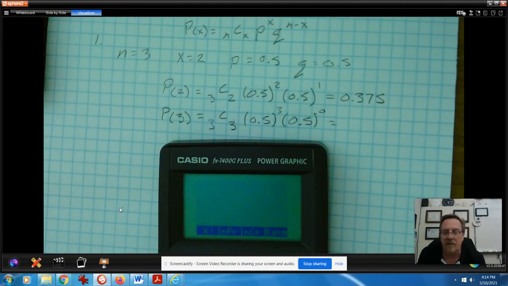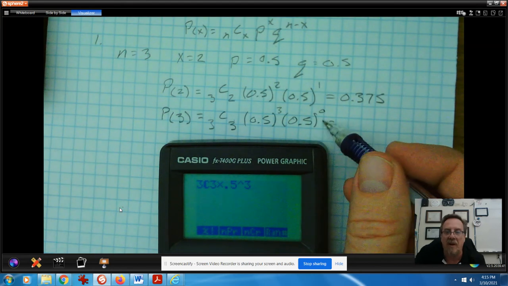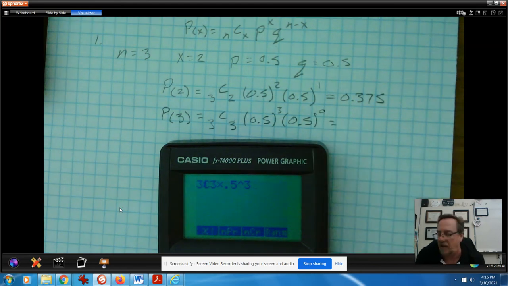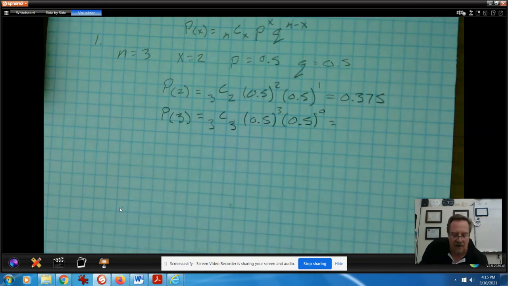Let's clear this off and do a new one. So we're going to do 3 choose 3 times 0.5 now to the third power times 0.5 to the 0 power. But hopefully we remember that when we raise a number to the 0 power, it's just 1. So I'm really not going to multiply by anything other than 1, and so I don't need that term. Again, I'm talking about 0.5. 0.5 to the 0 power is 1, and if I multiply 1 times anything, it's just that thing. So I'm not putting that in my calculator, and I get 0.125.